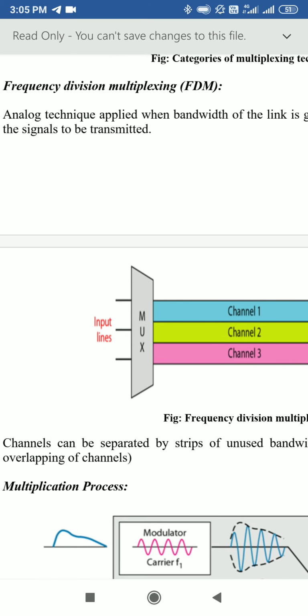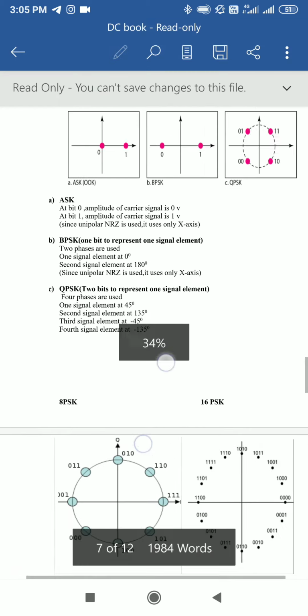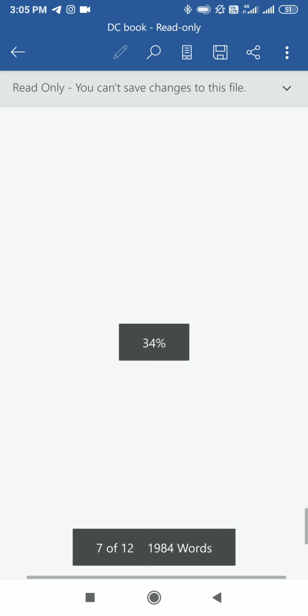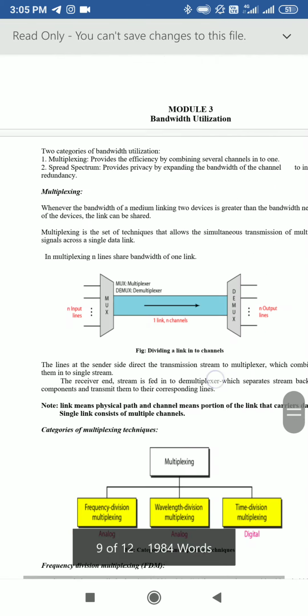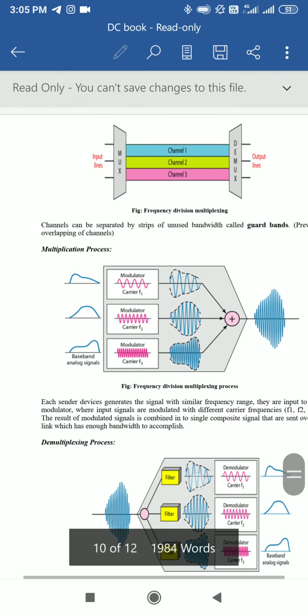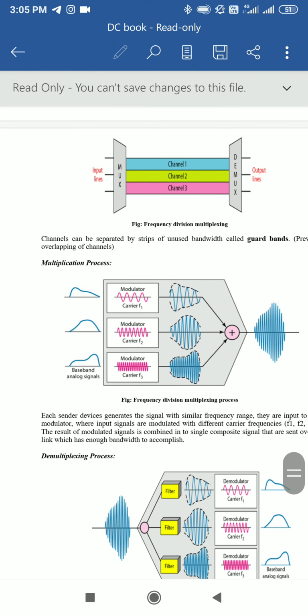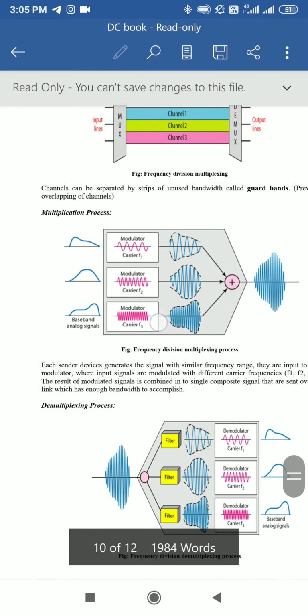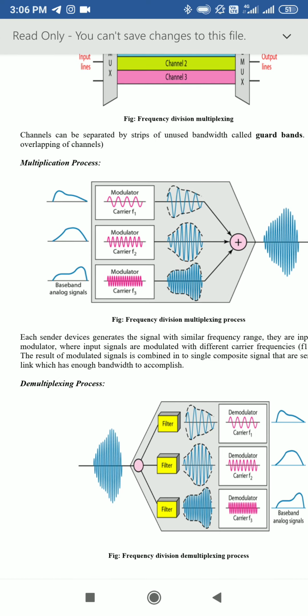At the input side, multiplexing takes place. At the receiver side, demultiplexing takes place. Here we have the diagram for the multiplexing process. Here we can see the baseband analog signals as the input, and the input streams will have a similar frequency range, and those are input to the modulators. The modulator will generate signals with different carrier frequencies.